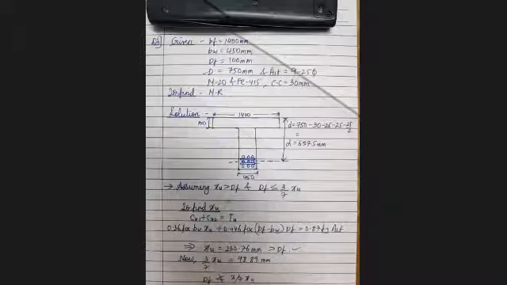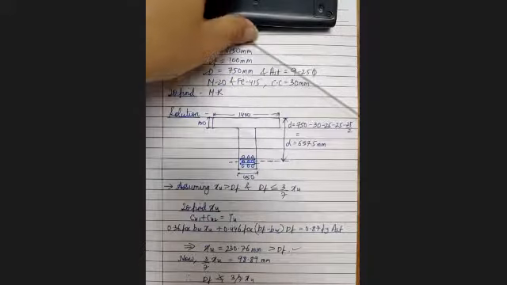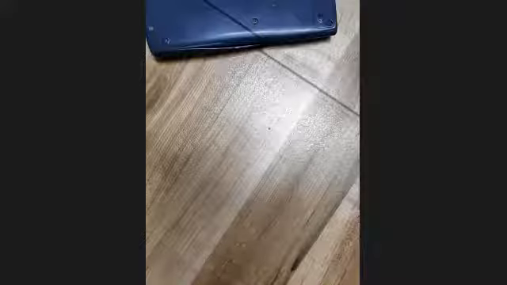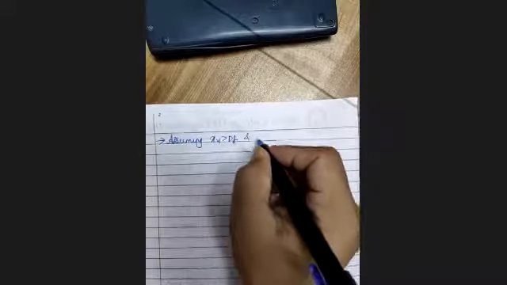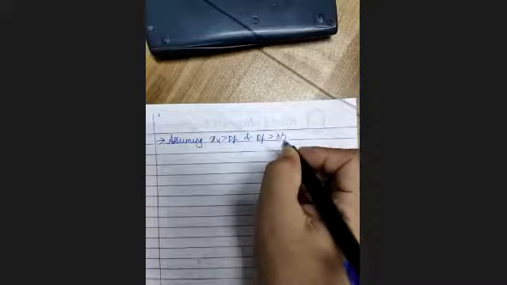Okay, so the assumption is incorrect. So now what will we do? We will go for the third assumption. So now go for the third assumption, everyone. So now assuming XU is greater than DF and DF is greater than 3 by 7 XU.